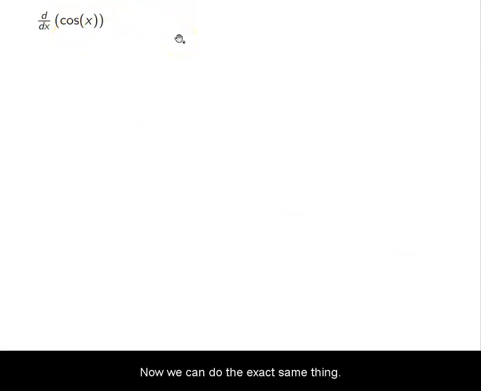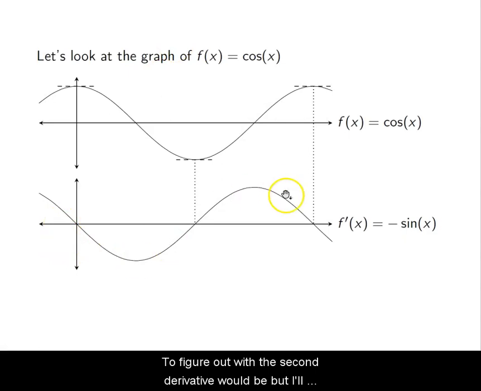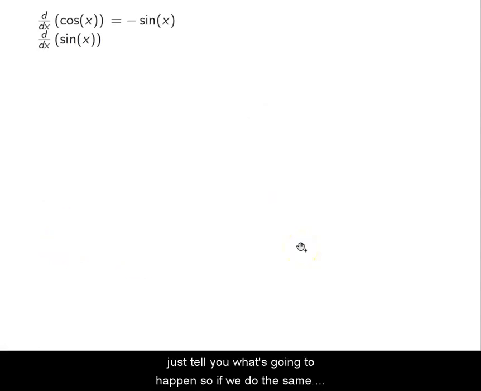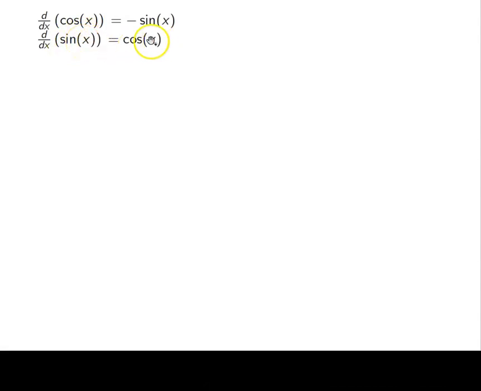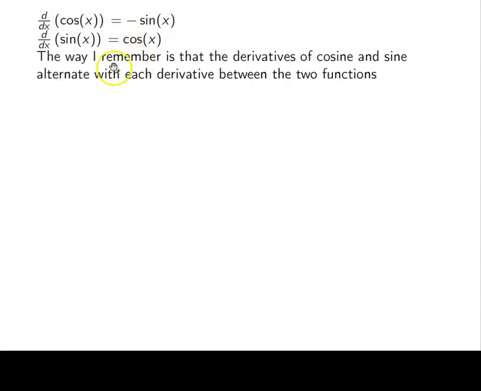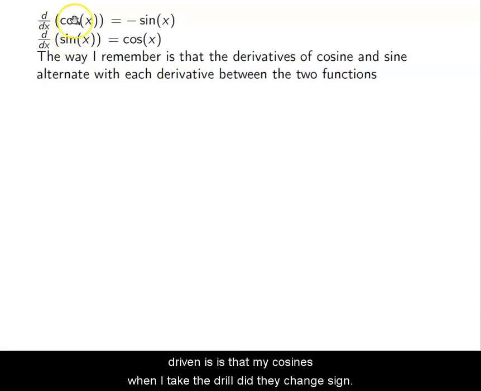Now we can do the exact same thing to figure out what the second derivative would be, but I'll just tell you what's going to happen. If we do the same thing for sine, my derivative will be the cosine function. So sine and cosine are related by derivatives, right?